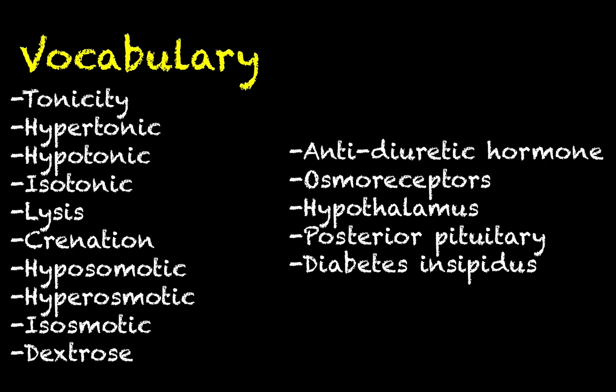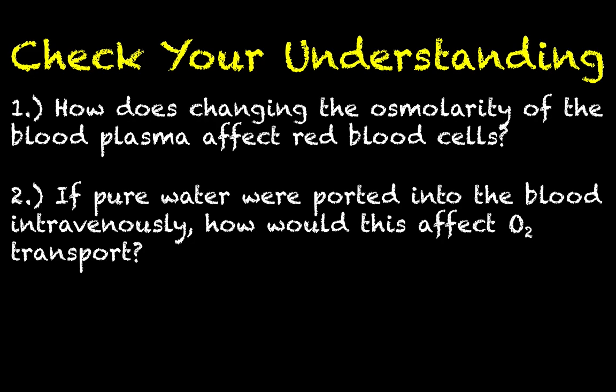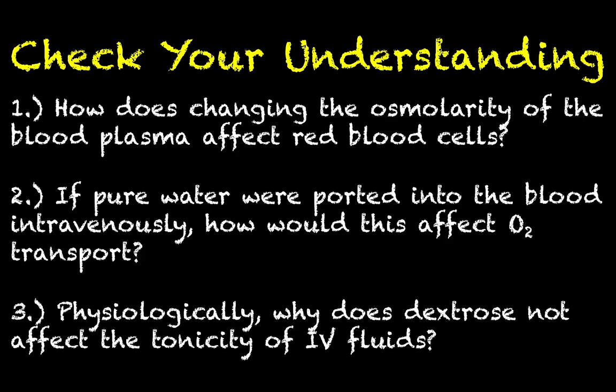All right, that's going to wrap it up for this video. Here is a list of vocabulary terms you probably ought to be aware of. And for checking your understanding, how does changing the osmolarity of the blood plasma affect red blood cells? Next, if pure water were poured into the blood intravenously, how would this affect oxygen transport? And finally, physiologically, why does dextrose not affect the tonicity of IV fluids?